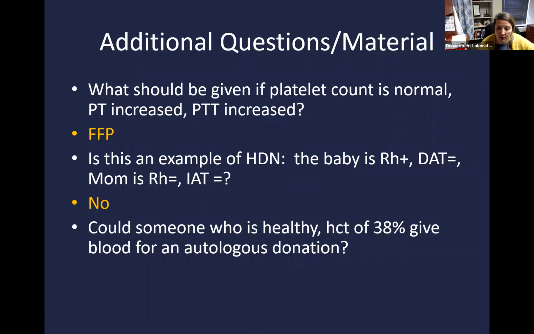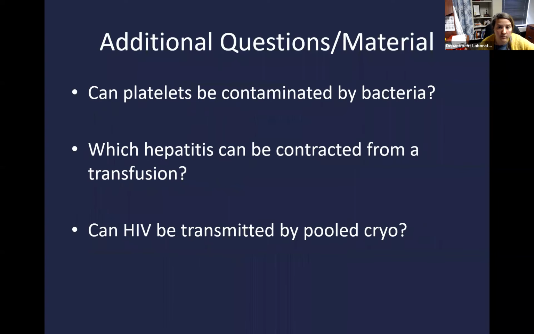Could someone who is healthy, hematocrit of 38%, give blood for an autologous donation? Yes, the answer for that is yes. Can platelets be contaminated by bacteria? Remember, platelets are the number one product that is most often associated with bacterial contamination because they are stored at room temperature.